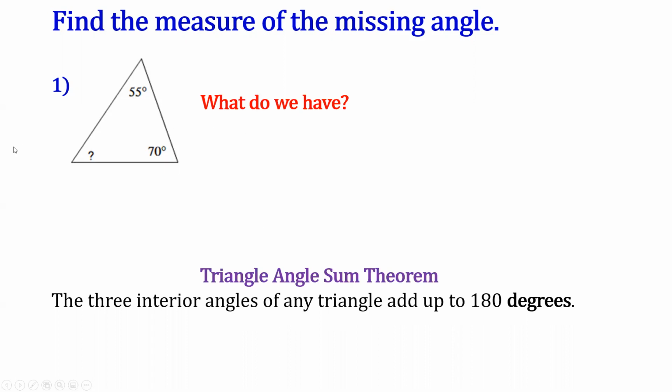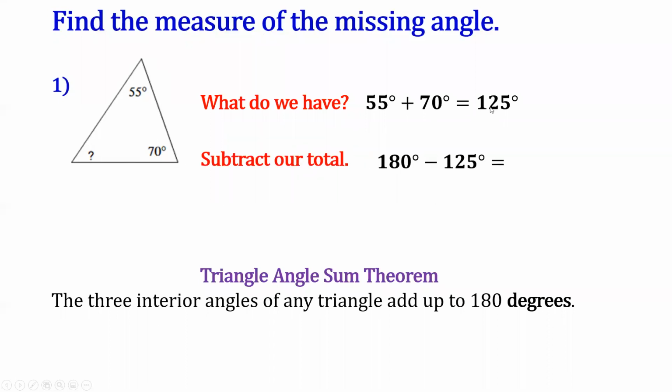So when I'm doing this type of problem, I like to start by asking myself, what do we currently have? Well, I currently have 55 degrees and 70 degrees. And if I add those together, my current total is 125 degrees. We know that in the end, I should get 180 degrees. So I'm going to take the 180 and subtract our current total. And when I do 180 take away our current total, we get an answer of 55 degrees. So we now found that the missing angle is 55 degrees, which is our final answer.